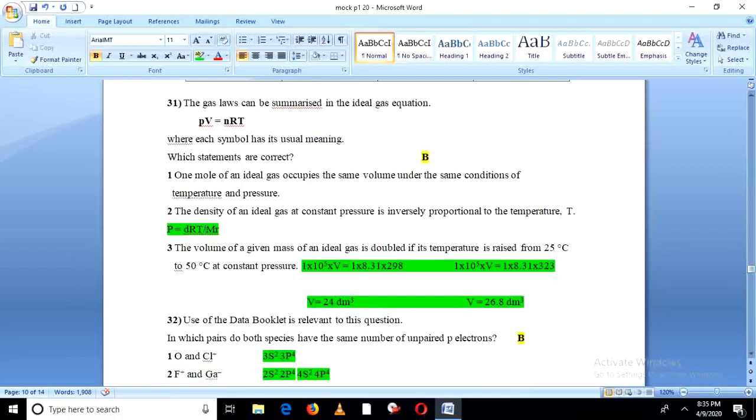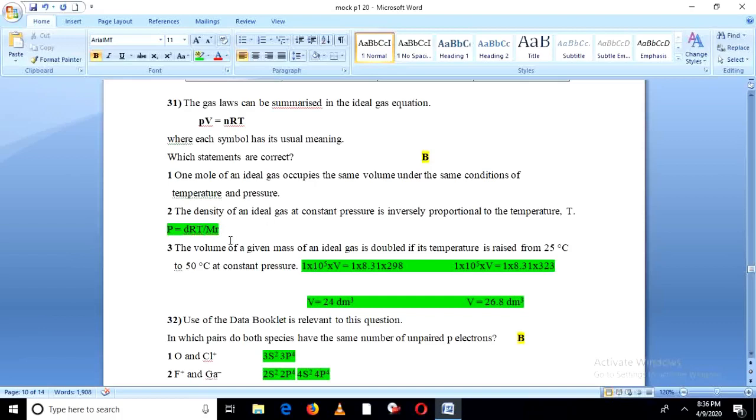For the second statement, it says that the density of an ideal gas at constant pressure is inversely proportional to the temperature. If you convert the PV = nRT equation, it forms a density form in the shape of P = dRT/Mr. Here d stands for density, T stands for temperature, R is the ideal gas constant, Mr is the molar mass of the substance, and P is the pressure. You can see this conversion is done in your notes also. The density is inversely proportional to temperature. So the second statement is also correct.